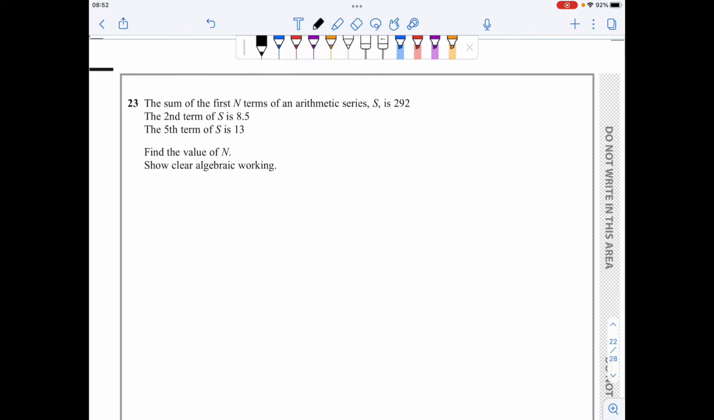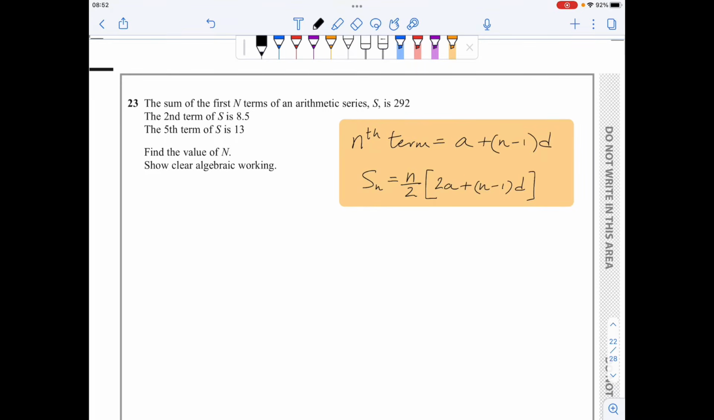For question 23, I'll need the following two formulae. Now, I am given that the second term is 8.5 and the fifth term is 13. So using the blue statement, 8.5 is equal to A plus (2 minus 1)D. So A plus D equals 8.5.